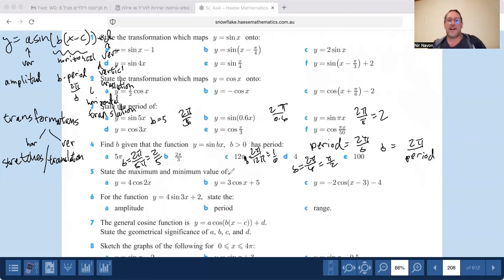State the maximum and minimum values of y. Okay, so we saw that the maximum and minimum value of cos and sine is always between -1 and 1. So for the maximum, cosine 2x would be 1, then it's 4, or -1, then it's -4. Cosine x could be +1 for the maximum or -1 for the minimum. So that is 3 plus 5, which is 8, for the maximum, or -3 plus 5, which is 2.